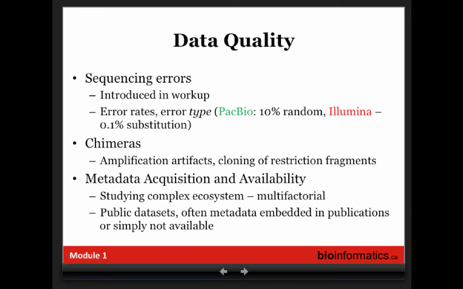Okay, so the first issue that I've already alluded to is the sequence data quality issue. Sequencing errors exist, and the next-gen machines typically have a 0.1 to 0.01% substitution error in the reads that they generate. The third generation machines have much higher error rates. PacBio, for example, is about 10% right now, and Nanopore is about 15 to 20% error rate. So one in 10, one in five bases in your read could be erroneous. And this, of course, affects your taxonomic identification and so on and so forth.